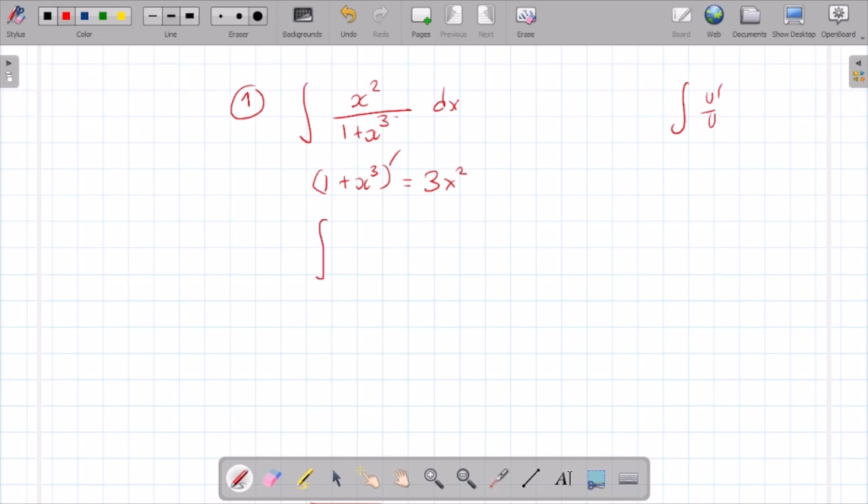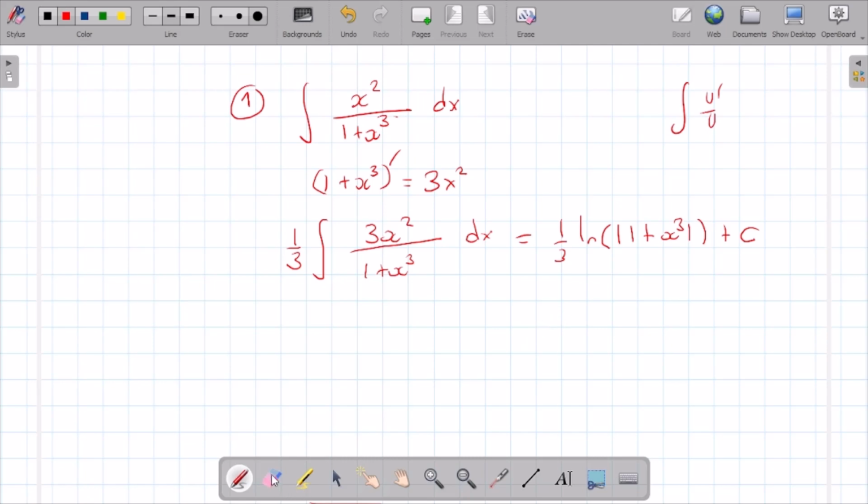So we're going to do this. I'm going to add that 3 here so that it becomes 3x squared over 1 plus x to the power 3, and then dx. And then I'm going to multiply by 1 over 3 so that the integral does not change. So we multiply by 1 over 3 and add our 3 there. Now we have it in the form u prime over u. Therefore, this integral is going to be 1 over 3 natural log of 1 plus x to the power 3 in absolute values plus c. So that is your integral.